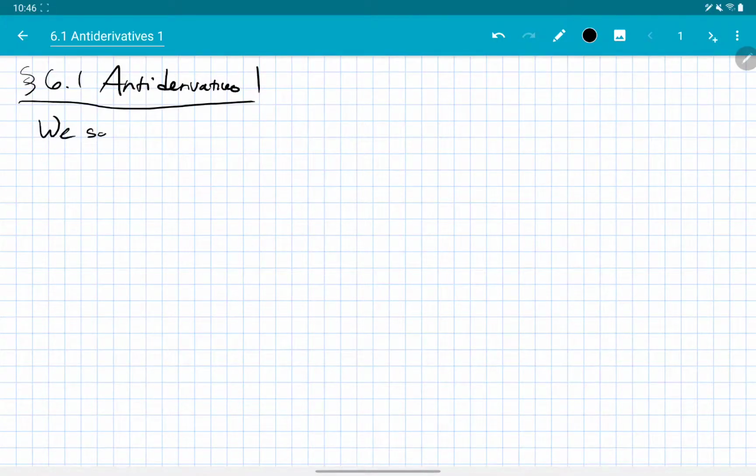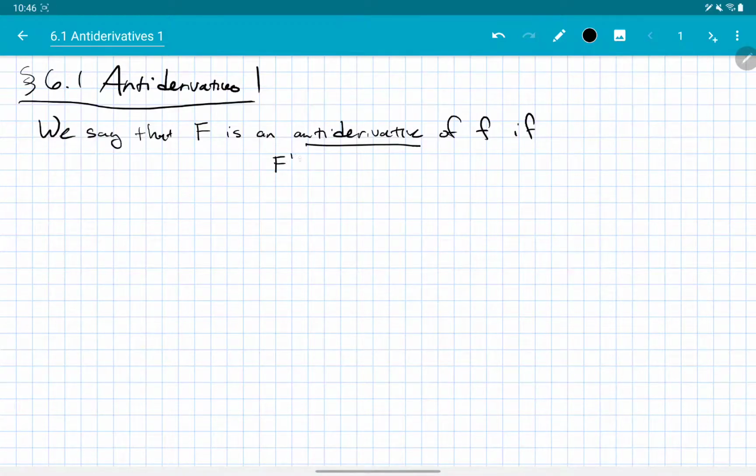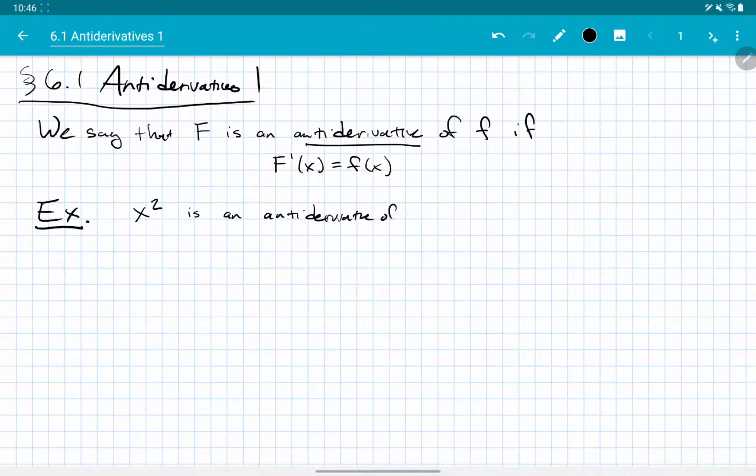We say that the function capital F is an antiderivative of the function lowercase f if capital F prime is equal to little f of x. So let's take a look at an example, of course. We could say first that x squared is an antiderivative of the function 2x. And that would be true because the derivative of x squared is 2x.